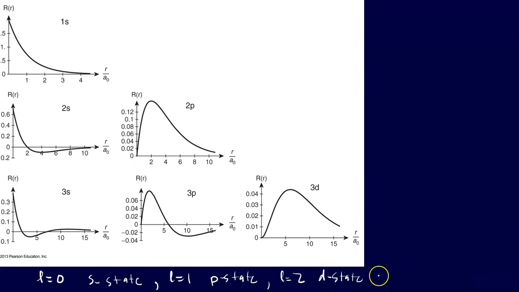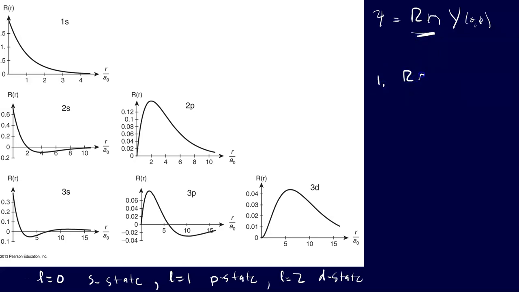It keeps going on, but we'll just focus on a couple of them here. Again, our total wave function is going to be the radial part times our spherical harmonic part. And this is a plot of R as a function of r. So a couple of notes about this.